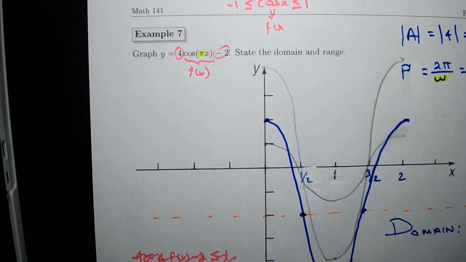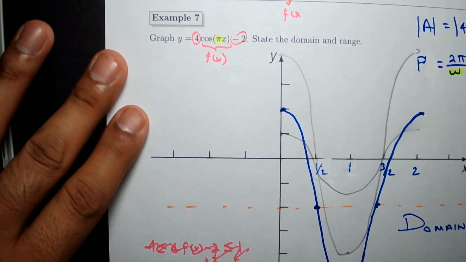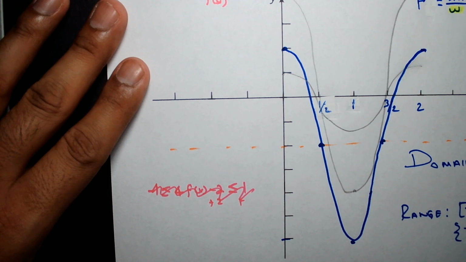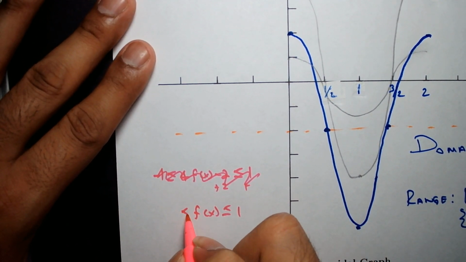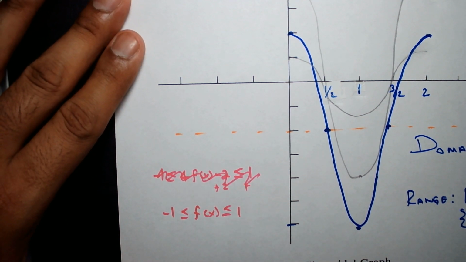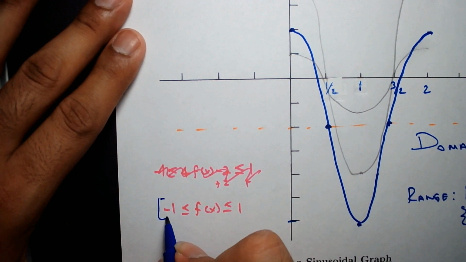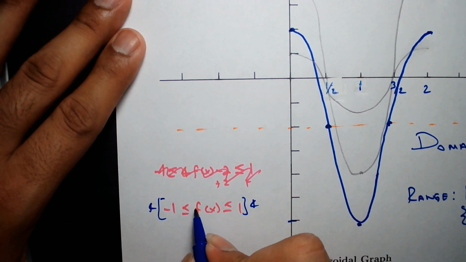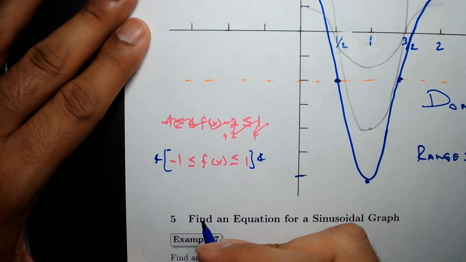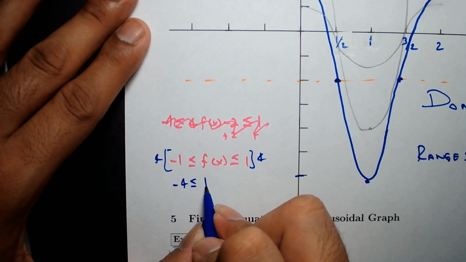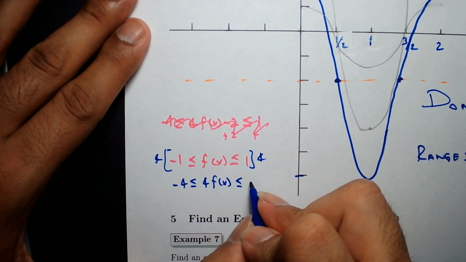Okay, what we can do is start with the same inequality. Never mind, I got it. I found my notes. F of x goes from negative 1 to 1. What I'm going to do is multiply the three sides by 4 to have that for f of x. These 4 right here. And that's going to give me negative 4 less than or equal to f of x less than or equal to 4 times 1, that's 4.